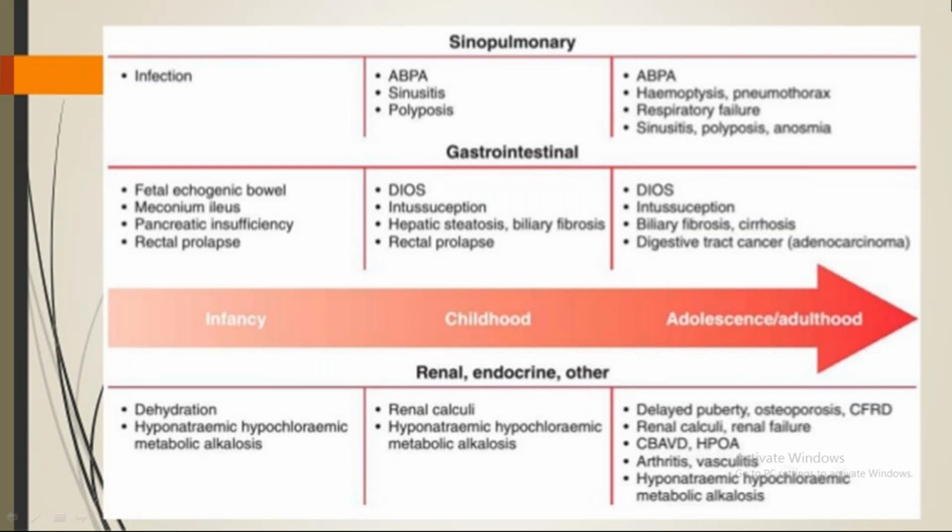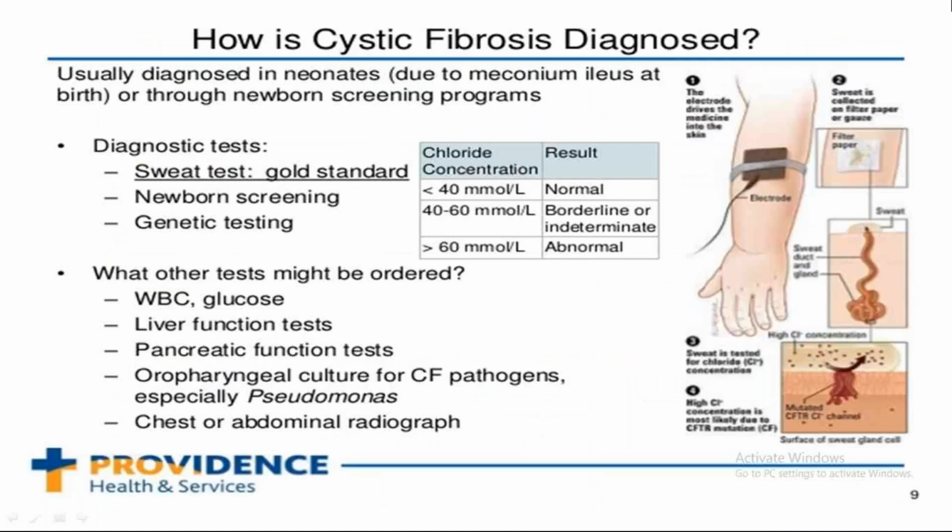Coming to the infections, cystic fibrosis can present with allergic bronchopulmonary aspergillosis, sinusitis, or polyposis. How can we diagnose it? The gold standard test is the sweat test. In the sweat test, we will measure the chloride concentration.